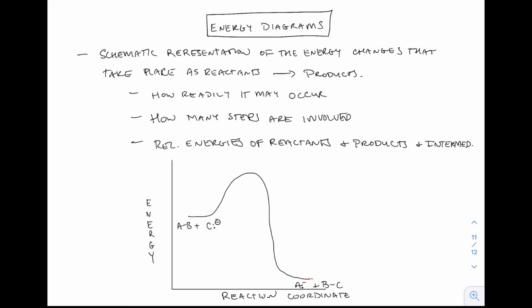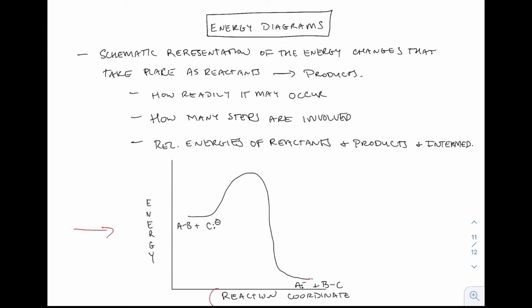Alright, so this video is going to be on energy diagrams. Energy diagrams are schematic representations of the energy changes that take place as the reactant moves to the products. This will help you determine how readily it may occur, how many steps are involved, as well as the relative energies of reactants, products, and intermediates, which we will see later.